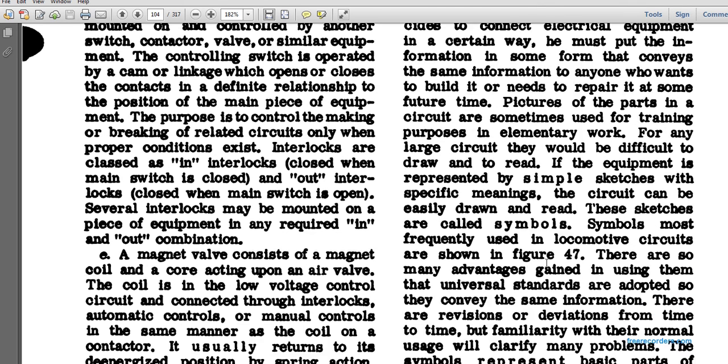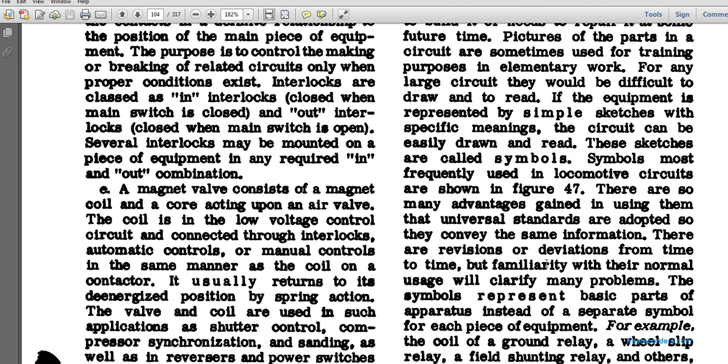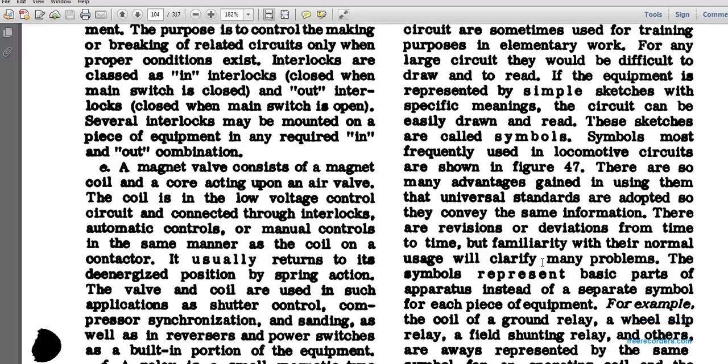There are some more advantages to using them. Universal standards are adopted to convey the same information. Therefore, revision, deviation from time to time, and familiarity with their normal usage clarify many of the problems. A symbol represents the basic apparatus instead of separate symbols for each piece of equipment.